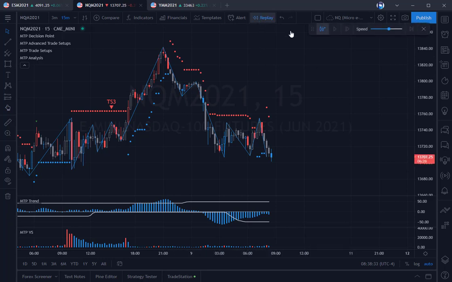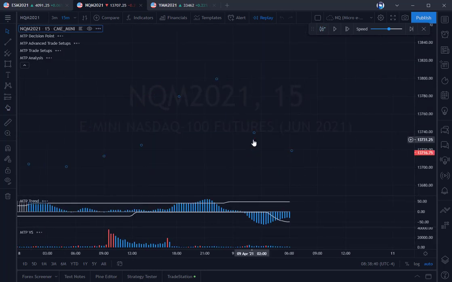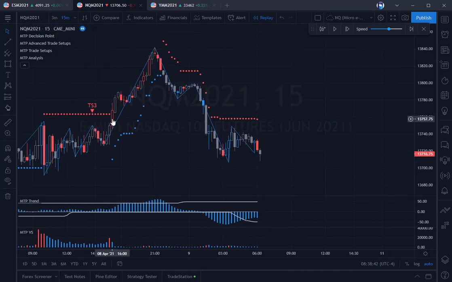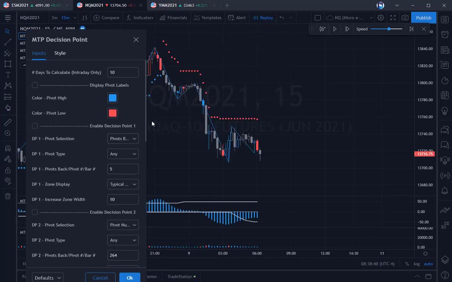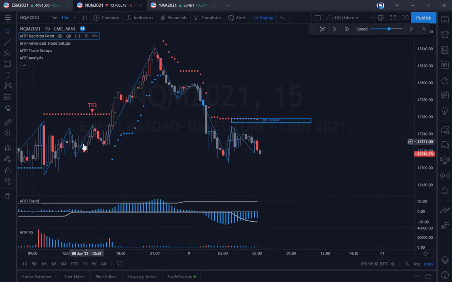I'm just going to use the bar replay here and go back to a little bit earlier in the day here, and I want to show you how we place our DPs on the chart. So I'm just going to open up the decision point script, and I'm going to go back -1 pivots back -1. I'm going to place that DP off that pivot. Can you see it, how it's on the chart in advance? Do you see that? It's before the market even got there.